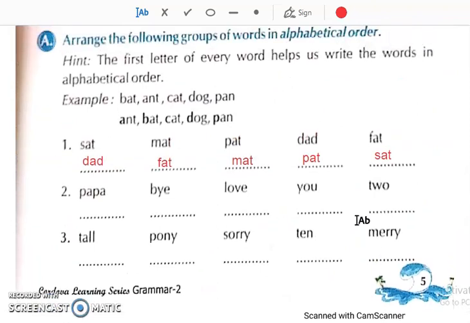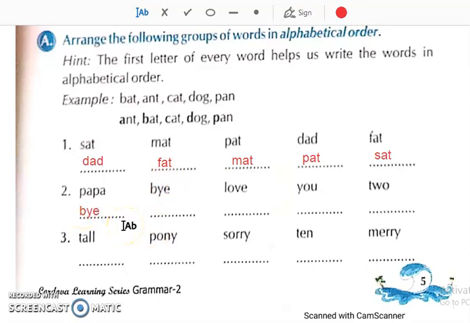Okay, now see the second one. Papa, buy, love, you, too. Now which is the first alphabet? पहले तो सबके first letters देखो. P, B, L, Y and T. Now जो alphabetical order है that is A to Z, उसमें सबसे पहले क्या आएगा? B. A and उसके बाद B. So we will write buy.